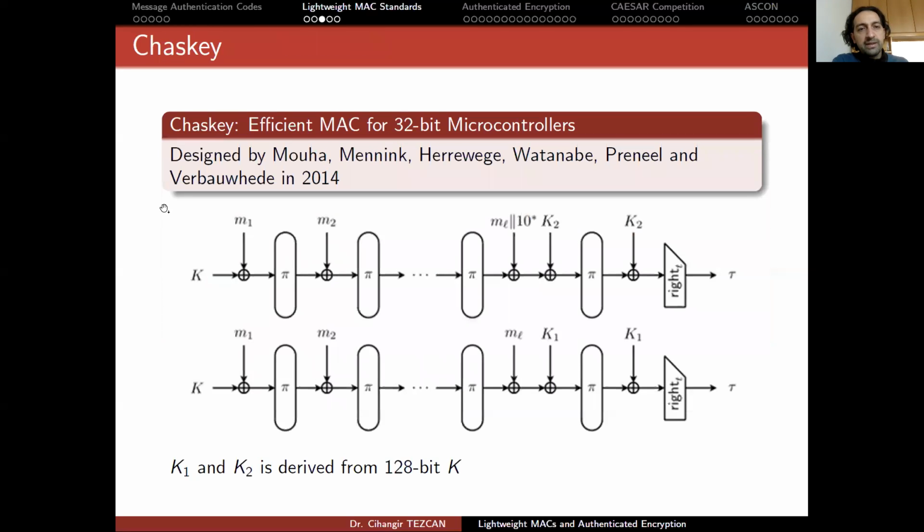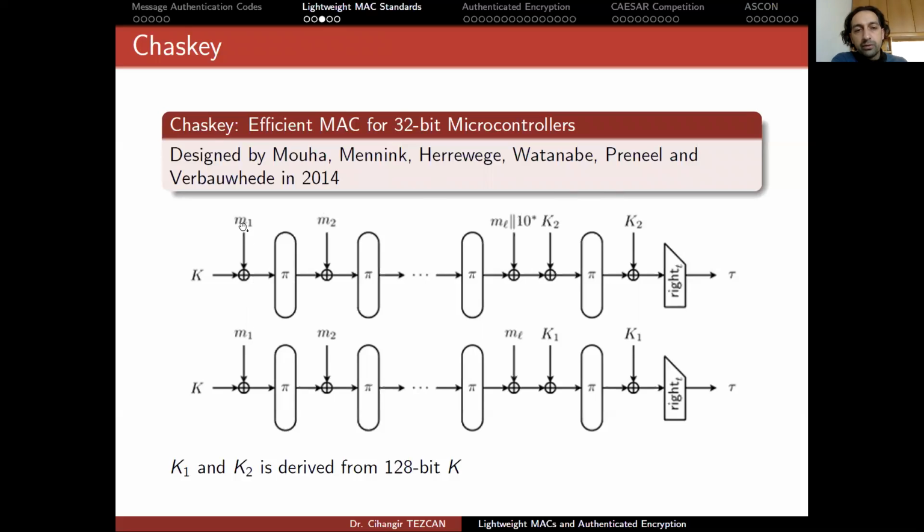So let's move on to CSEC. This is an algorithm which is efficient for 32-bit microcontrollers, designed by Mouha, Mennink, Van Herrewege, Watanabe, Preneel, and Verbauwhede in 2014. So there are two pictures here because the algorithm depends on whether the message is a multiple of the block size. So it depends on whether you need a padding or not. In the first picture, you need a padding. So when you need the padding, you use the first picture here.